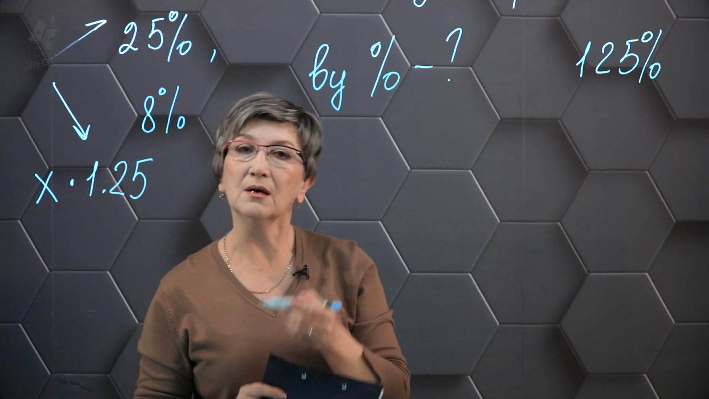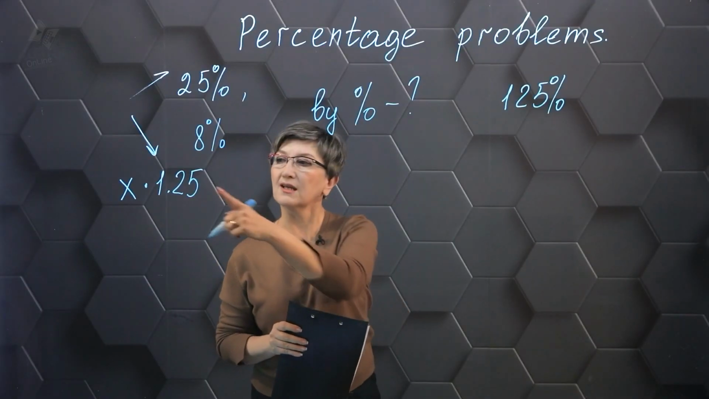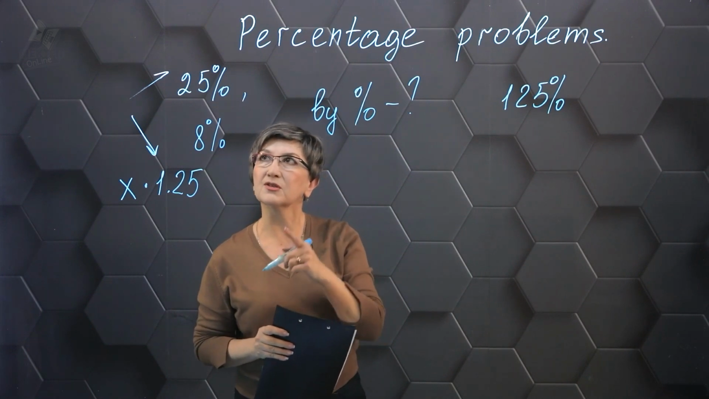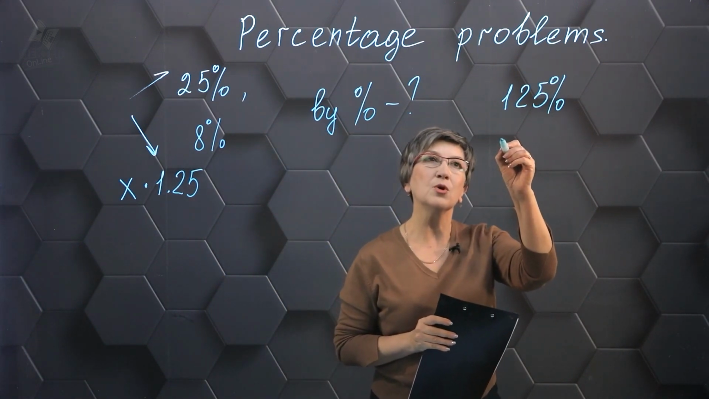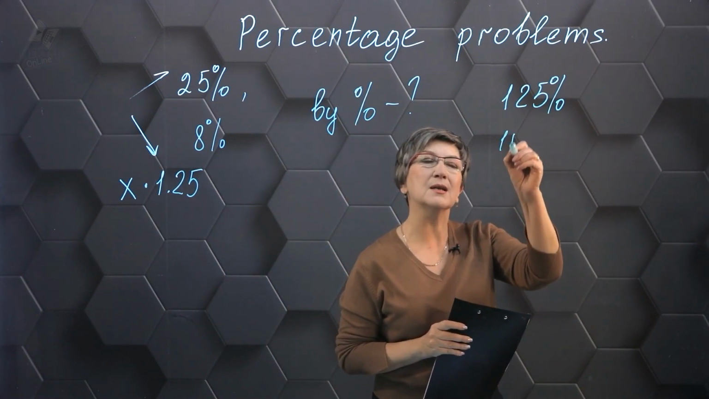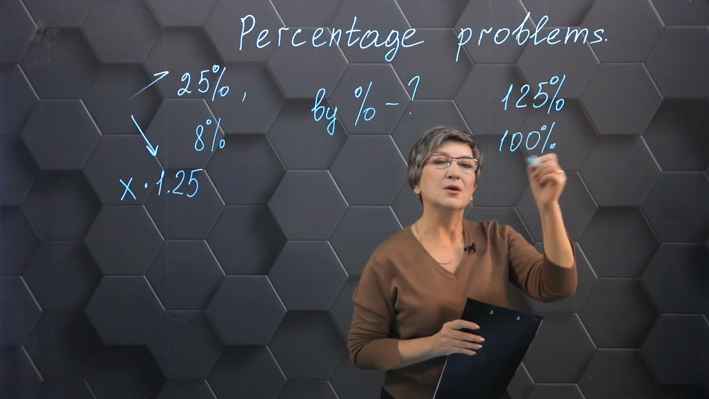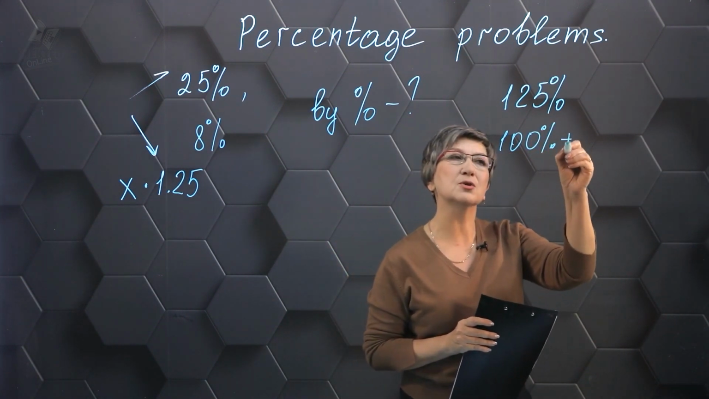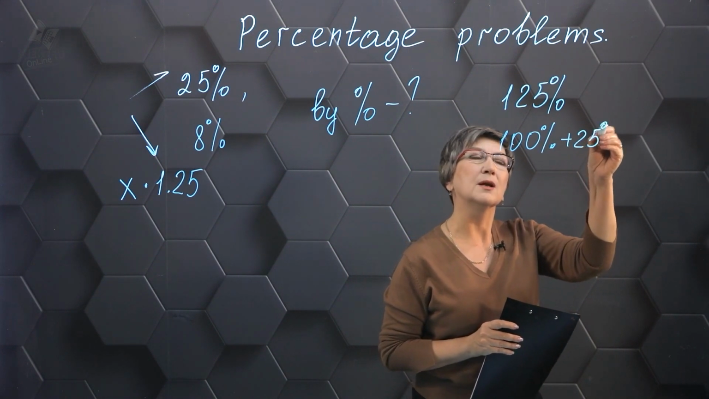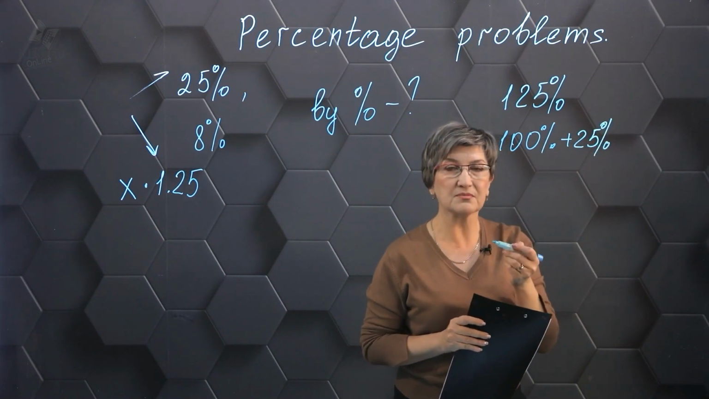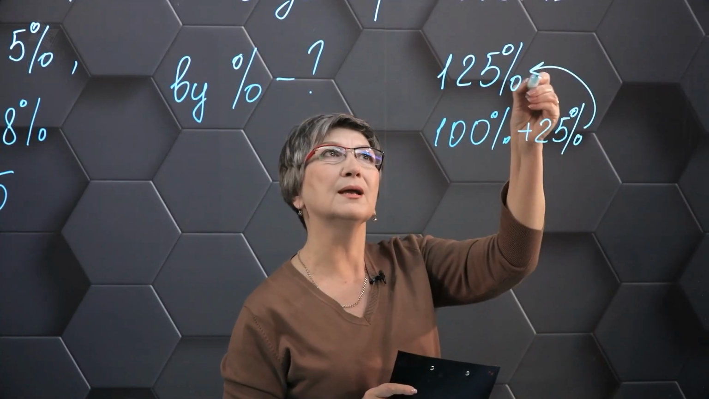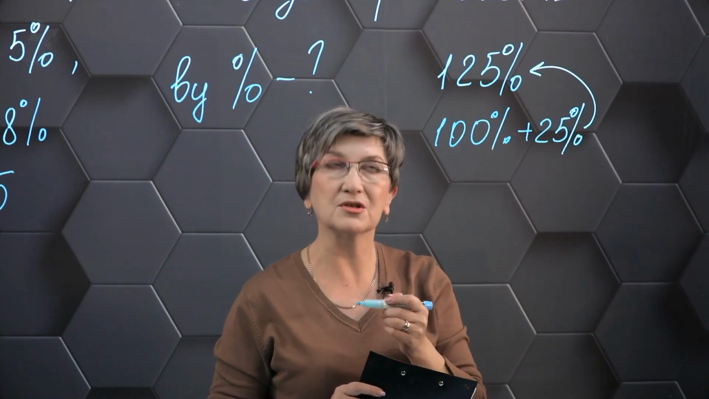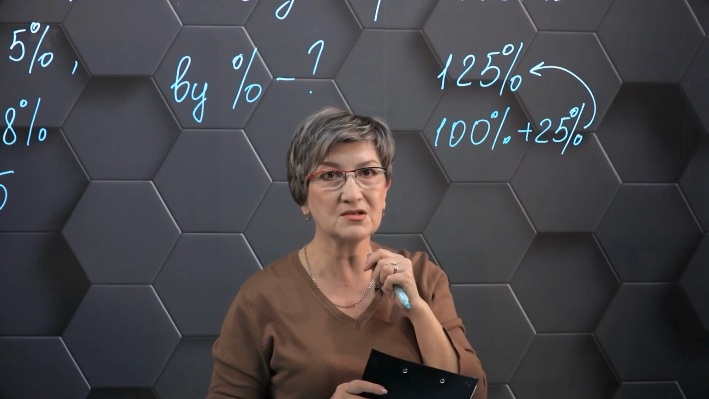Why is this occurring? Let us analyze it in detail. If we had an initial number of 100% and this number experienced an increase of 25%, then I should add 25% to it in order to calculate the final value accurately. As a result, I got 125%, and I need to find this number.